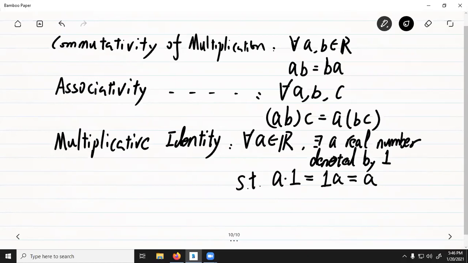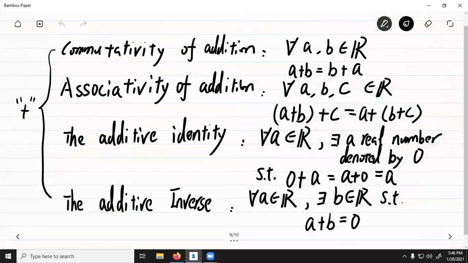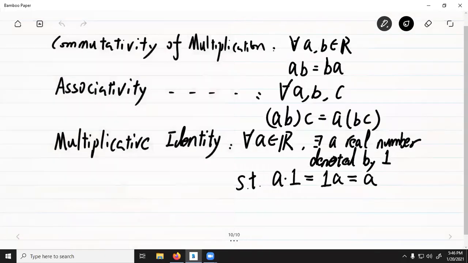Okay, the previous one, which is called 0, 0 is the additive identity. On the addition operation, it will not change the original number A. You add 0, it will still be A. For the multiplicative identity, you multiply by 1, it will still be A.